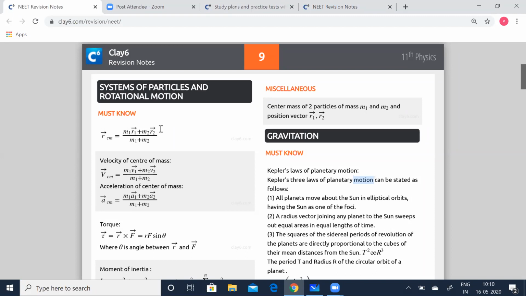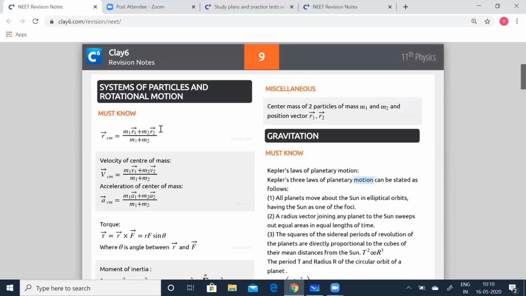Mass is m here, whereas we compare that to the moment of inertia here. Linear momentum P is equal to mv. Here we call it angular momentum L, which is equal to I omega. Force F is equal to m into a. Here torque is equal to I into alpha. Force is equal to dP by dt. Here torque tau is equal to dL by dt.